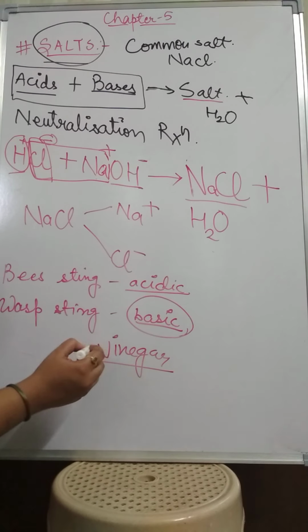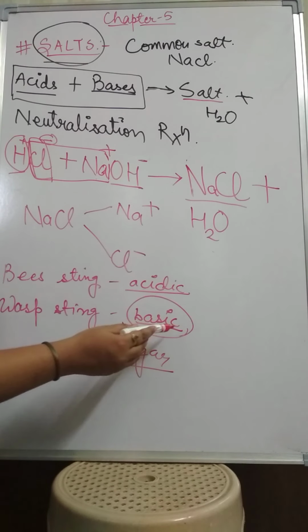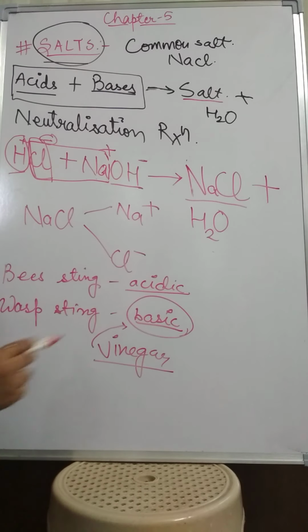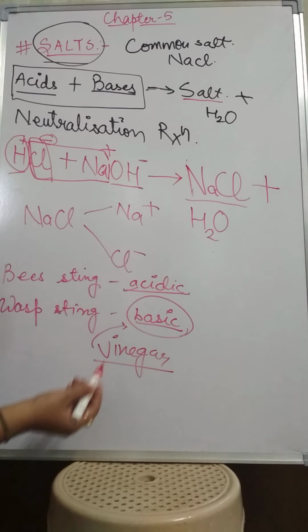Okay, so we can neutralize the effect of this base by applying the vinegar on the sting. When we want to neutralize the effect of either acidic or basic, we have to apply the reverse of them, that is, the opposite of them. If an acidic sting is there, then we will apply a base, and if a basic sting is there, then we will apply acid. Okay, now let's discuss the properties of salt.